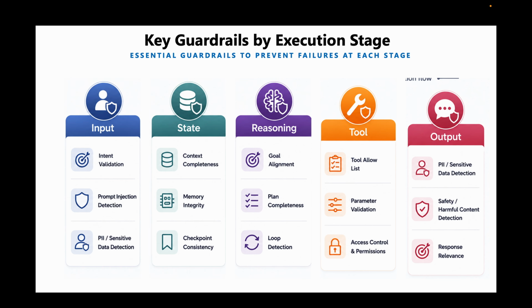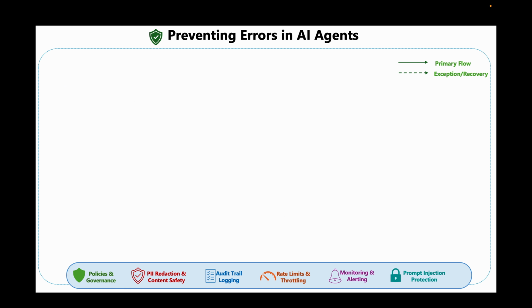And finally, we have the output guardrails, which ensure that we do not pass any sensitive information, we comply with the policies, and the response is accurate, safe, and relevant to the user's query. Now let us see these controls in a typical agent request flow.